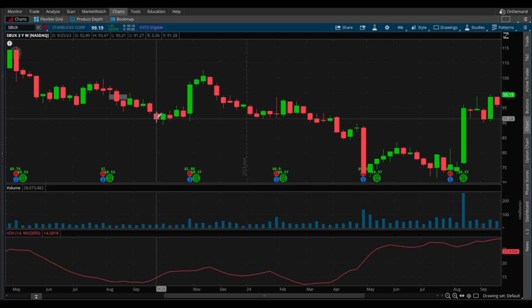Now, if you're new to trading, you may be asking yourself, well, how do you know that? How do you know it was a weak trend just based on these candles? I also have the ADX pulled up here on the chart. You guys can see this red line here, and the ADX will tell you the strength of a trend.